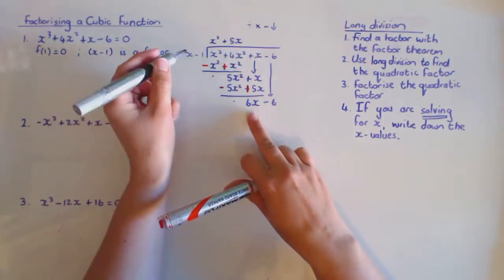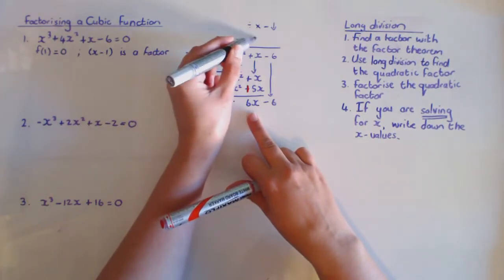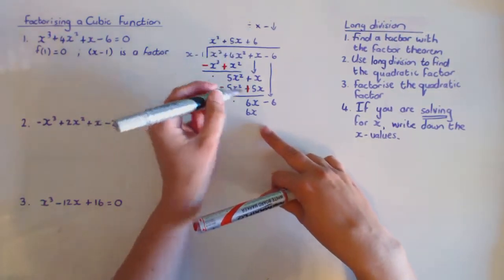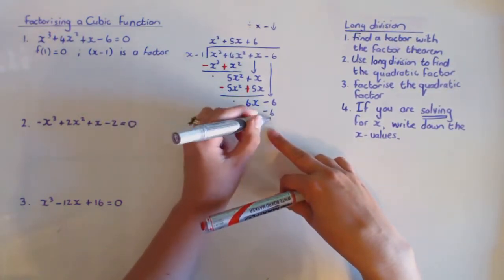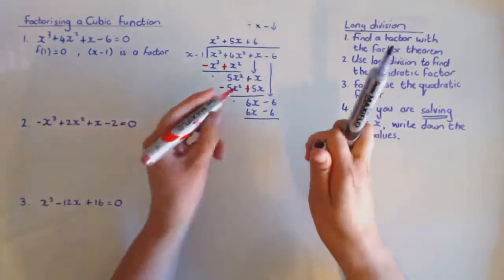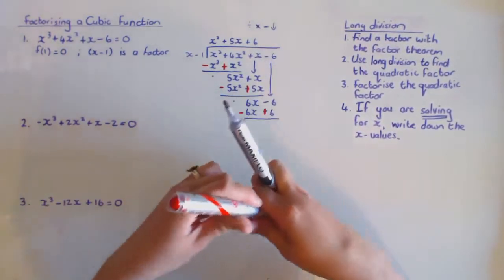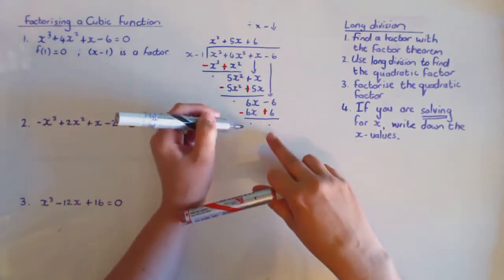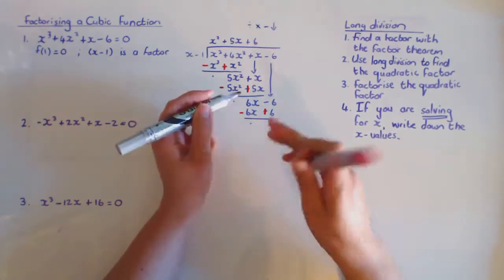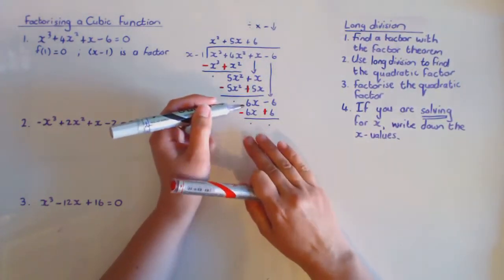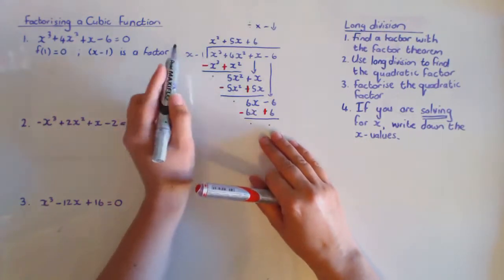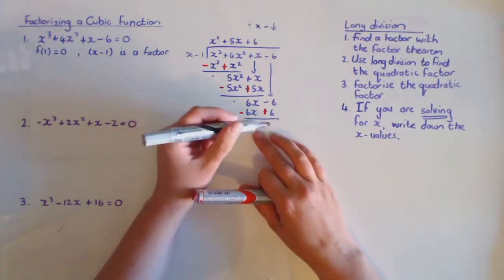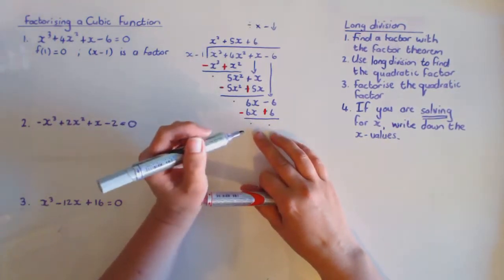Then I divide again. 6x divided by x is just 6. 6 times x is 6x, and 6 times negative 1 is negative 6. Then to finish off my subtraction, I change the signs. This becomes 0 and 0. And you should have a remainder. If there's anything left here and there's nothing to bring down, then what's left is the remainder. But since this is a factor, the remainder should be 0. If you don't get 0 here, you know you made a mistake, and you must go check.